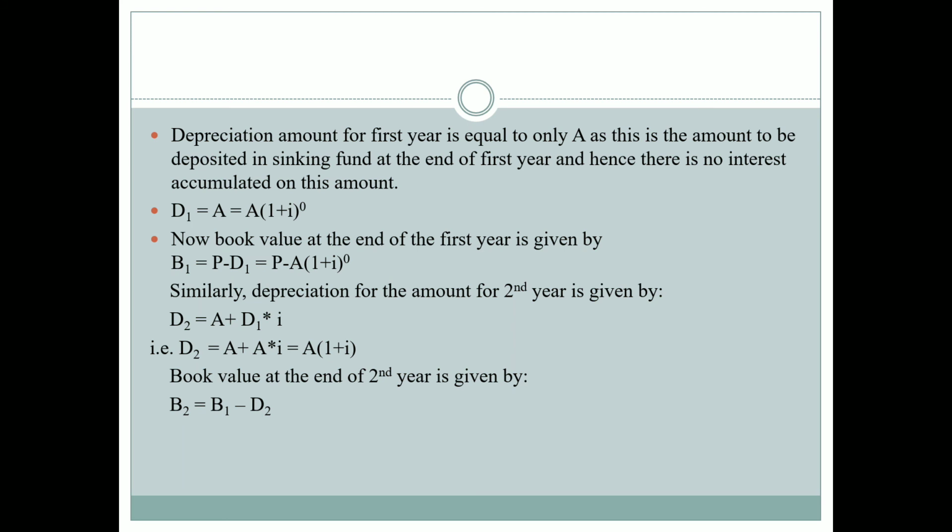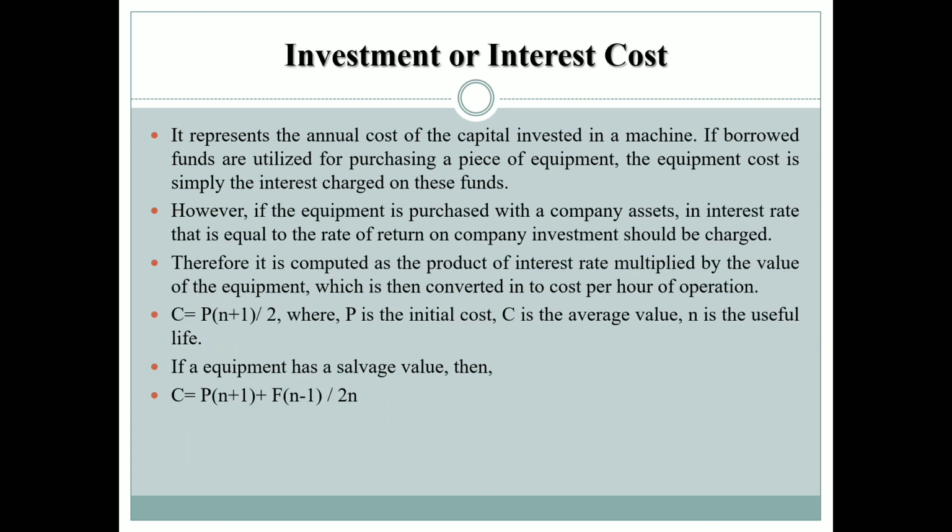Similarly, the depreciation for the second year, that is A plus D1 × i, D2, is equal to A + D1 × i, that is A × (1 + i). The book value is then B2 = B1 - D2. Similarly, the third year becomes D3, and B3 is the book value. Similarly, we will calculate the sinking fund for the expected years. So these two we completed.